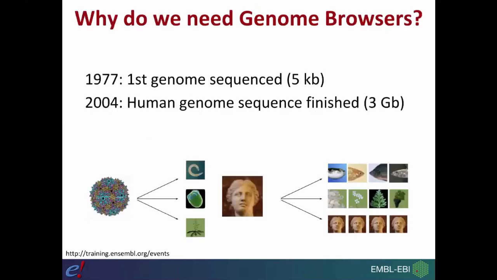You will all hopefully know that we have been sequencing genomes for a while. The first genome was sequenced in 1977 by Fred Sanger and colleagues, and this was a bacteriophage. And the next big milestone was the finishing of the human genome sequence in 2004. However, between these two milestones, there were, of course, a lot of other genomes finished of different species, and in some cases also of multiple individuals of one species, such as for humans.